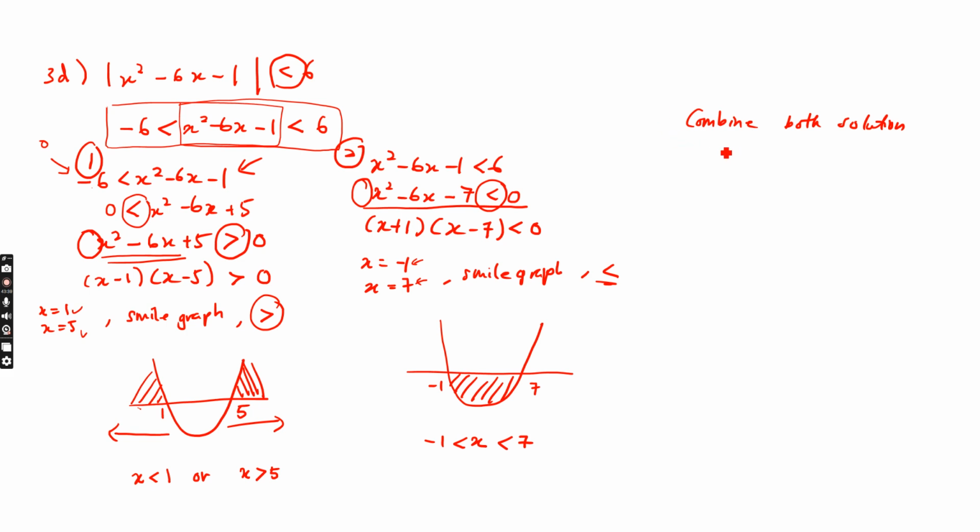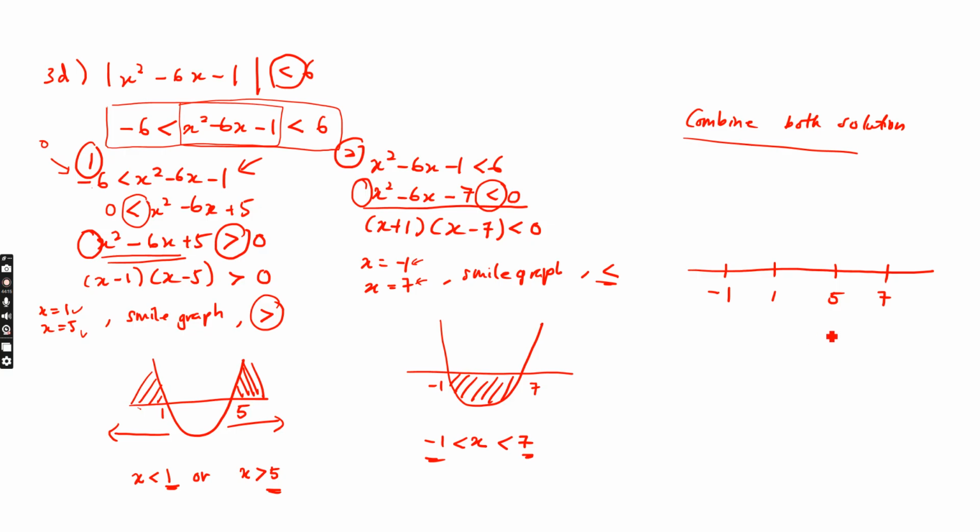Okay, we will combine both solutions by using the interval that we have, the straight line method. What you need to do now is list out all of the values that you have: negative 1, 1, 5, and 7. Where do we get this negative 1, 1, 5 and 7? Based on the values 1, 5, negative 1 and 7, you just arrange them in ascending order.